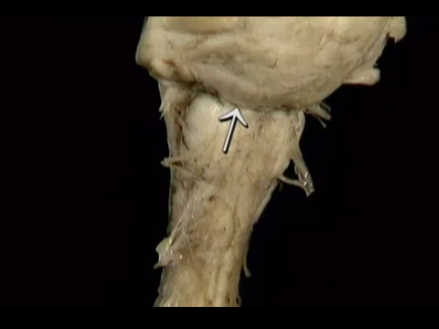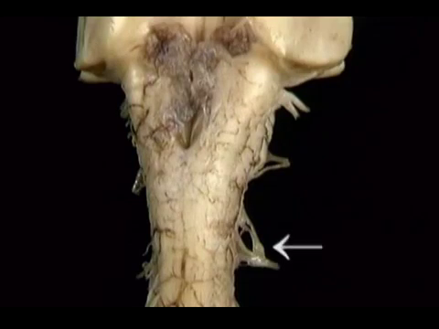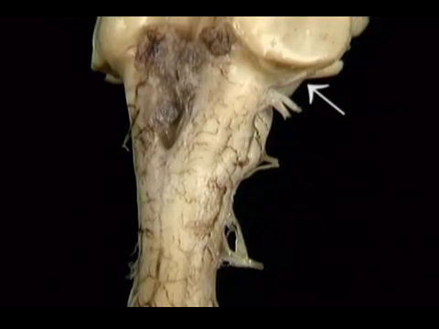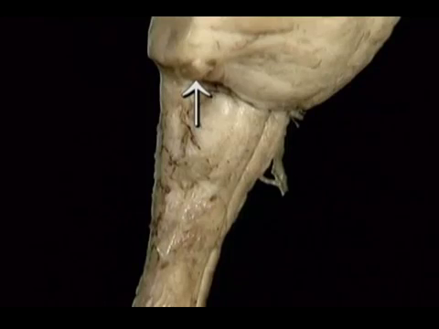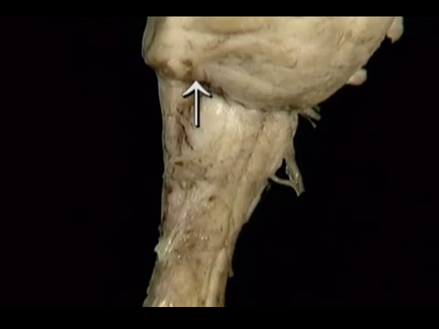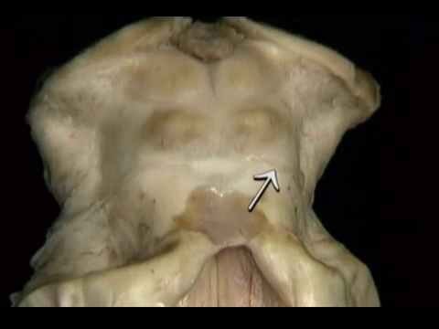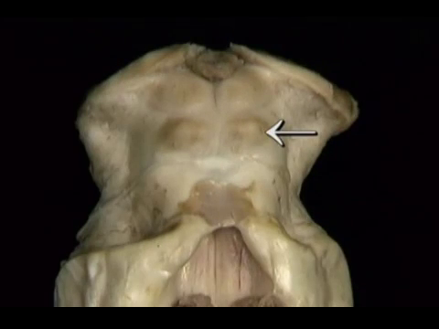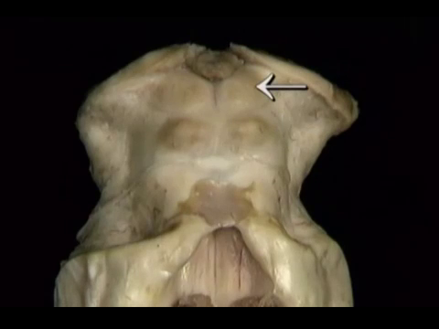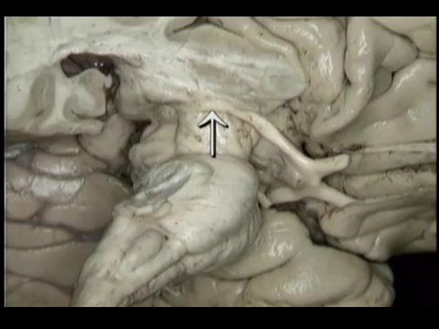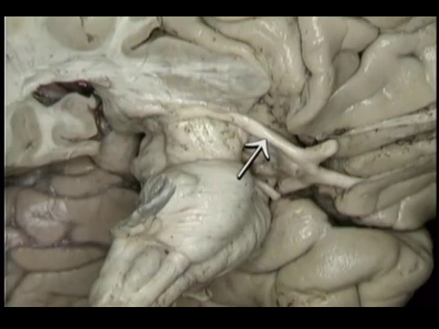Here are the filaments of the hypoglossal, the cranial part of the accessory, the vagus, and the glossopharyngeal nerves, the vestibulocochlear and facial nerves, the abducent nerve, and the trochlear nerve. Here are the colliculi, inferior and superior, and the pineal body. Here's the medial geniculate body, the lateral geniculate body, and the optic tract.